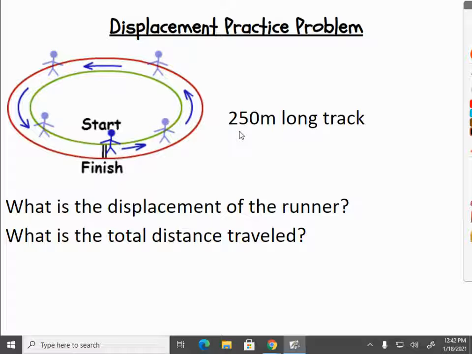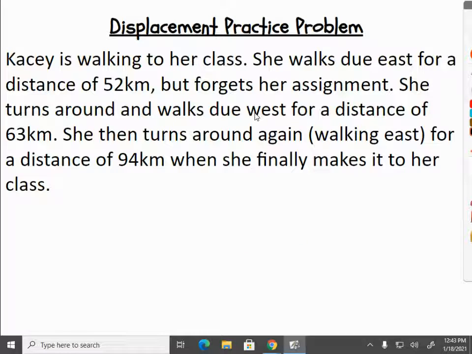So think about it. Your displacement during the day is 0 because you get out of bed at whatever time you get out of bed, and then you always end up in that same spot. So through a 24-hour period, your displacement is 0. You may have traveled hundreds of miles or hundreds of kilometers, but it doesn't matter because your displacement throughout the day is 0. Kelsey is walking to her class.